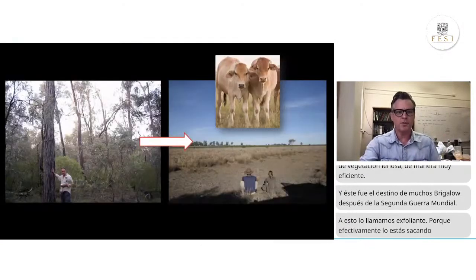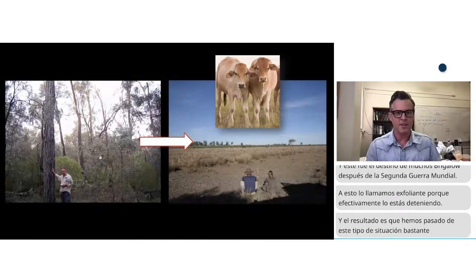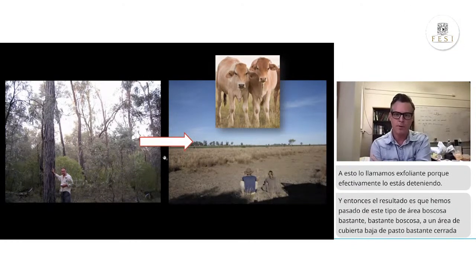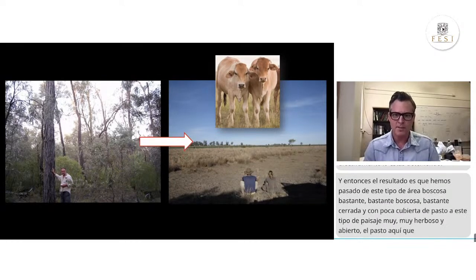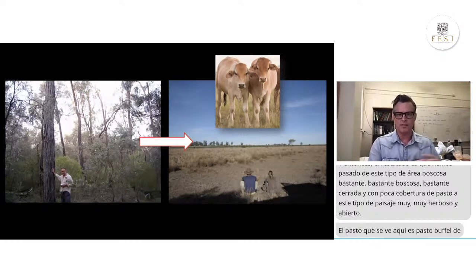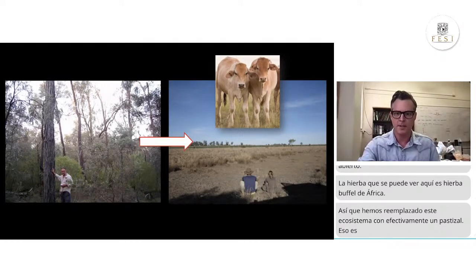So the result is that we've gone from this type of quite woody forested area, quite closed, low grass cover area, into this very, very grassy, open sort of landscape. The grass here that you can see is buffel grass from Africa. So we've replaced this ecosystem with effectively a grassland that is mostly comprising African grasses.